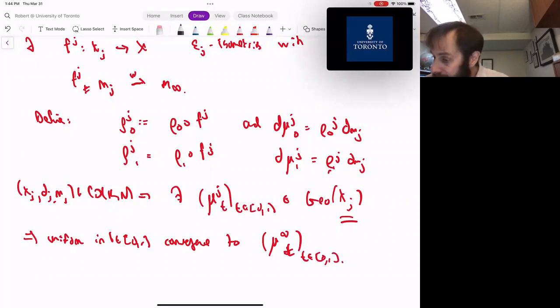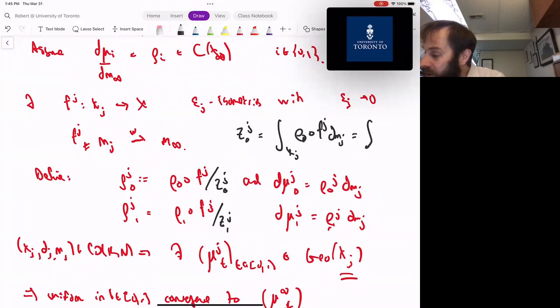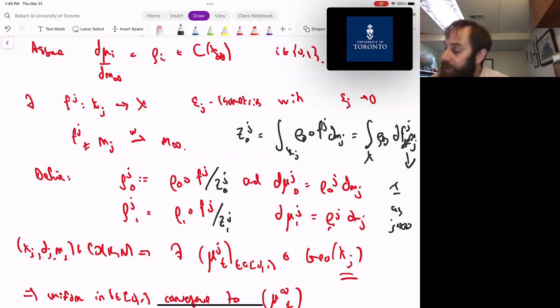And of course, wait a second, we have a little problem, which is that so far these things are not probability measures. But if I divide them, I have to normalize by Z_0j and Z_1j, where Z_0j, for example, is basically the integral over x_j of rho_0 composed with f_j dm_j, which is the same thing as integrating rho_0 over x infinity against the push forward of m_j under f_j. And since these are weakly converging and rho_0 is continuous, this converges to one as j goes to infinity, and in particular it's positive for large j. And so with these normalizations, these are probability measures.